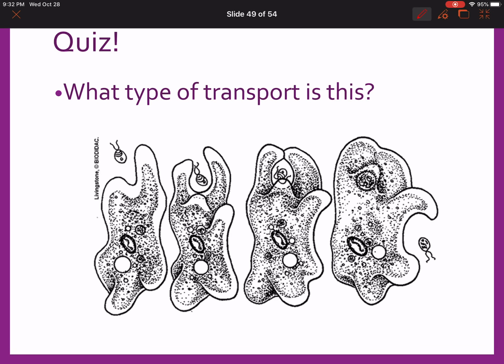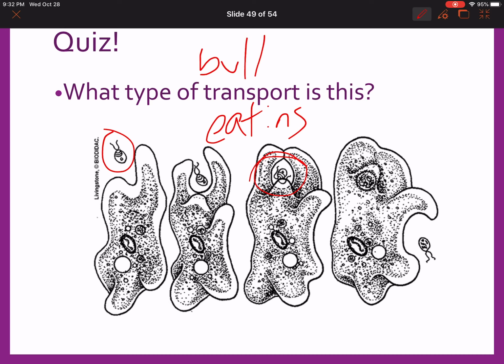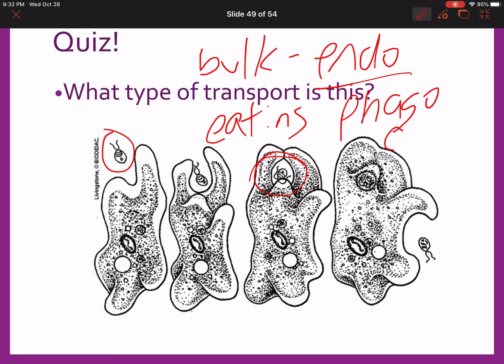All right, what type of transport is this? Let's see what's going on here. We have an amoeba. That looks kind of bacteria-ish. And it's going in, and the cell is eating it. So this is bulk, specifically endo, specifically phagocytosis, because that's a solid. That is not a liquid. Oh, look, it wants to eat another one.